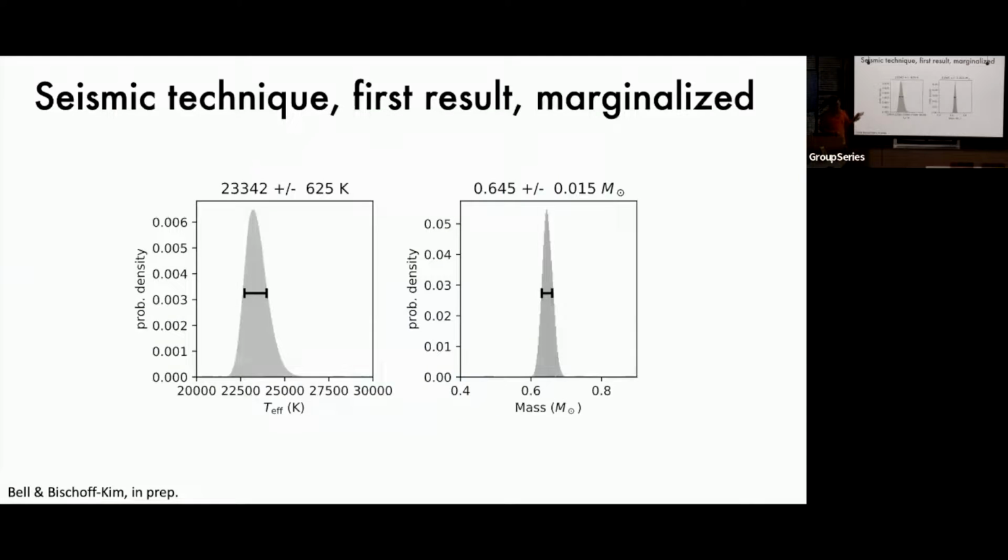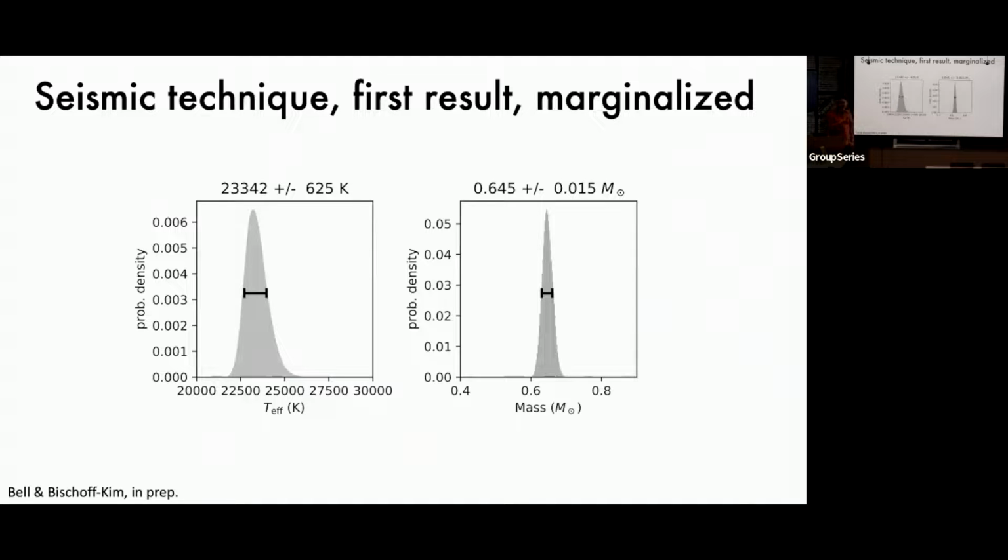And if I marginalize this along each of the axes, we can get a distribution which tells us that we might be able to pin down the effective temperature here to about 600 Kelvin, and the mass very precisely, to the order of hundredths of a solar mass.